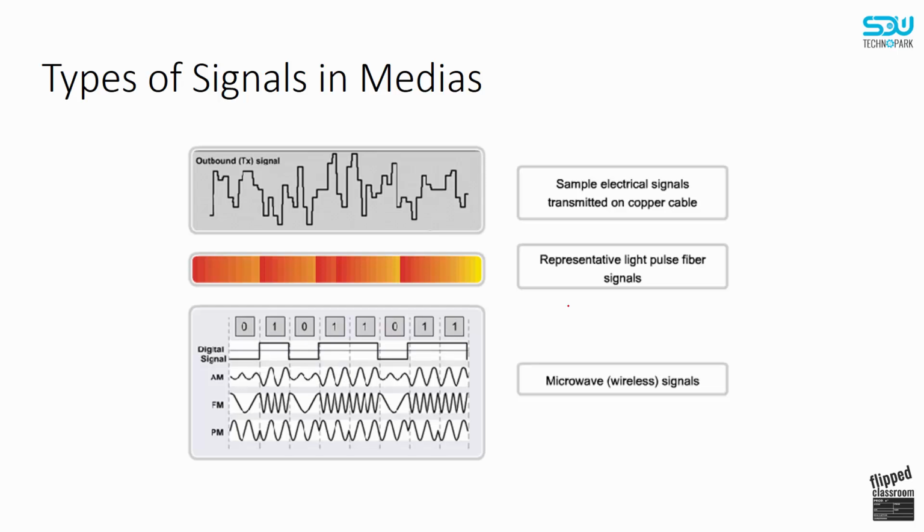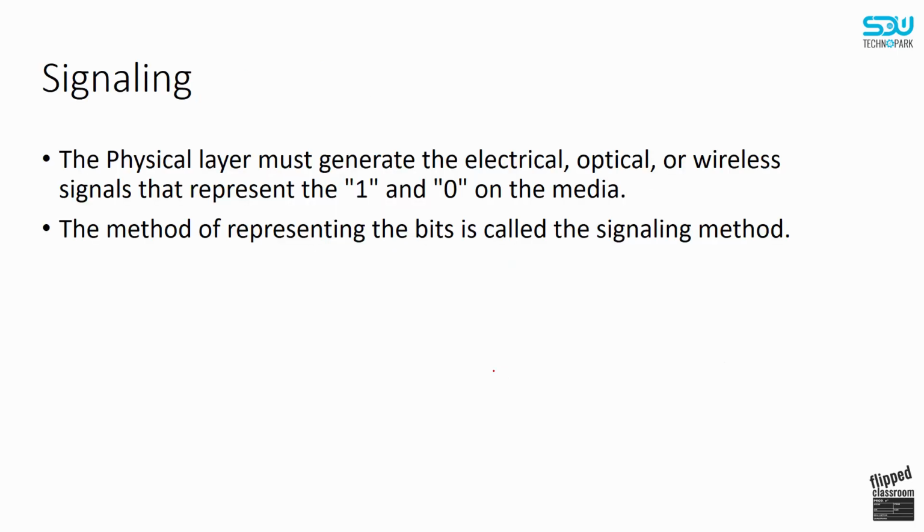We have three main types of signaling according to the different media. They are electrical signals, which are used in copper media; light impulses, which are used in fiber optic media; and microwave or electromagnetic signals, which are used in wireless communication. All right, what is signaling? The physical layer must generate the electrical, optical, or wireless signal that represents the 1 and 0. The method of representing the bits is called the signaling method.